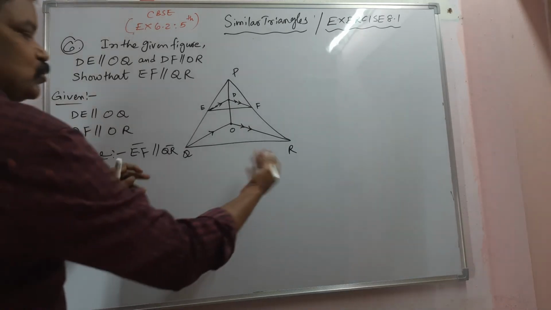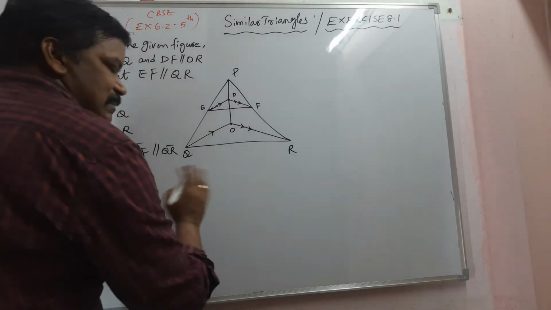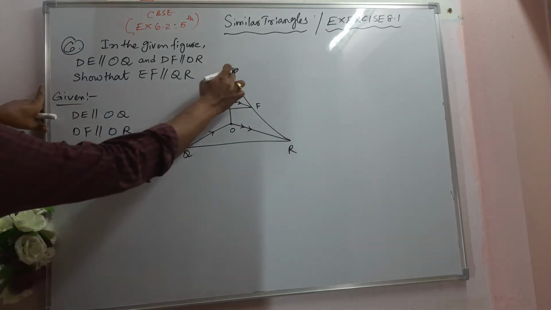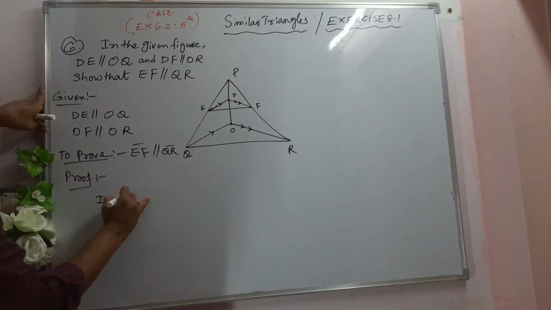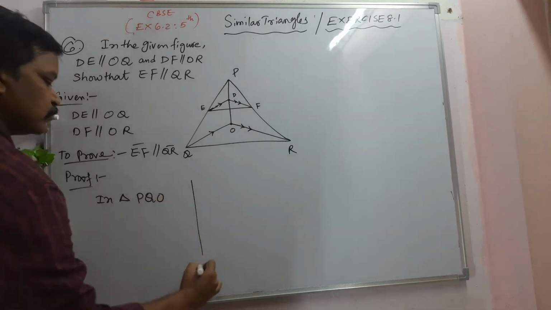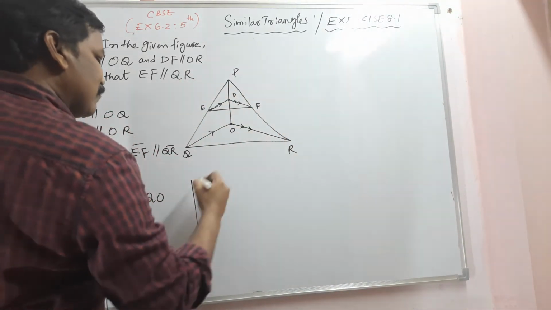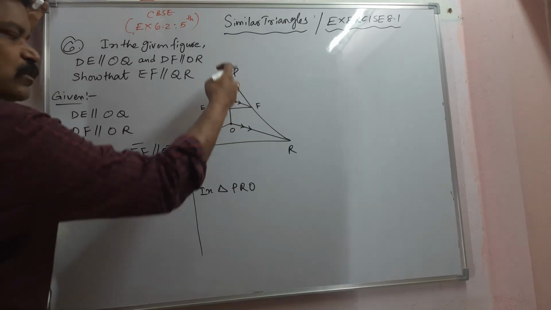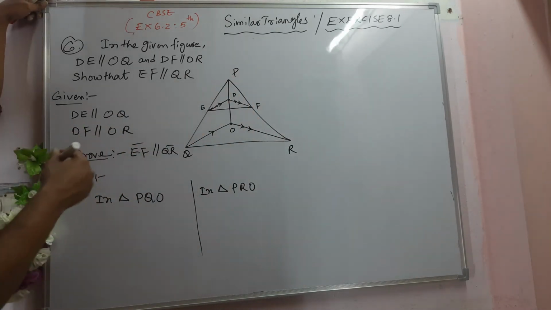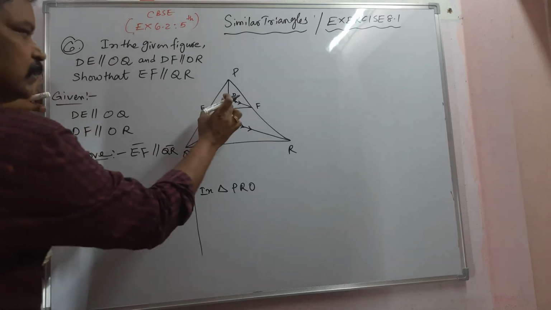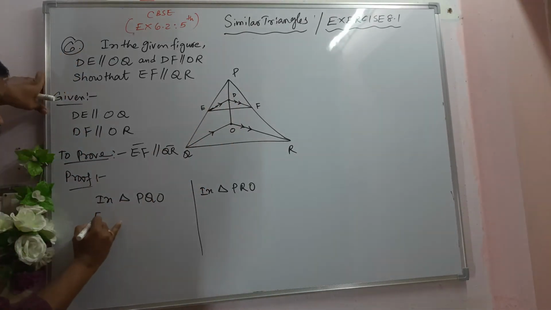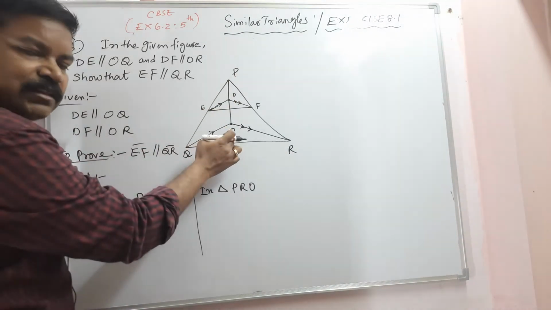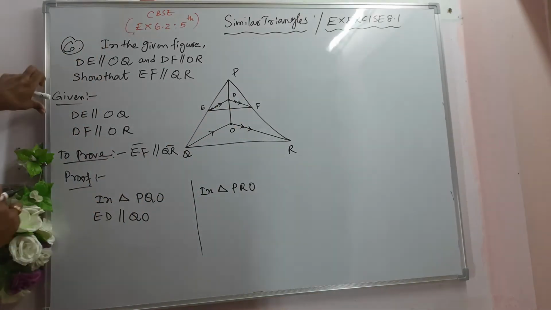Here also I will take two triangles. To make it easy, I will take two triangles side by side. First one is triangle PQO, and the other is triangle PRO. In the two triangles, ED is parallel to QO, no? In triangle PQO, ED is parallel to QO.